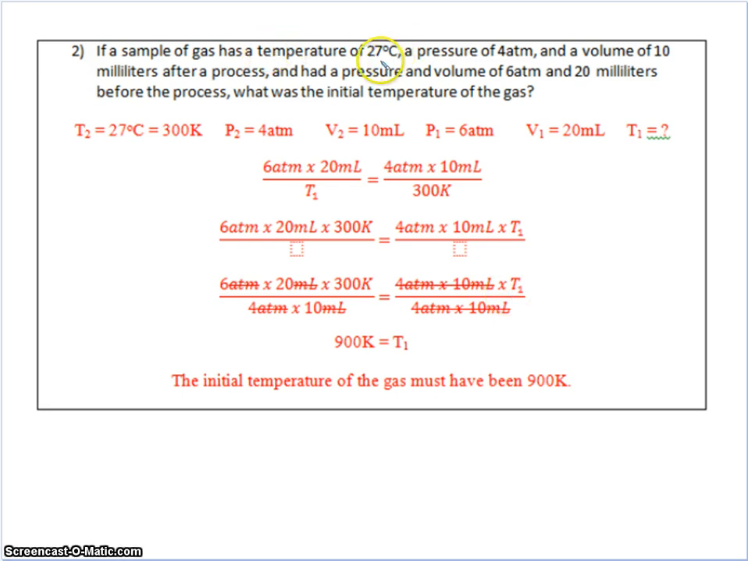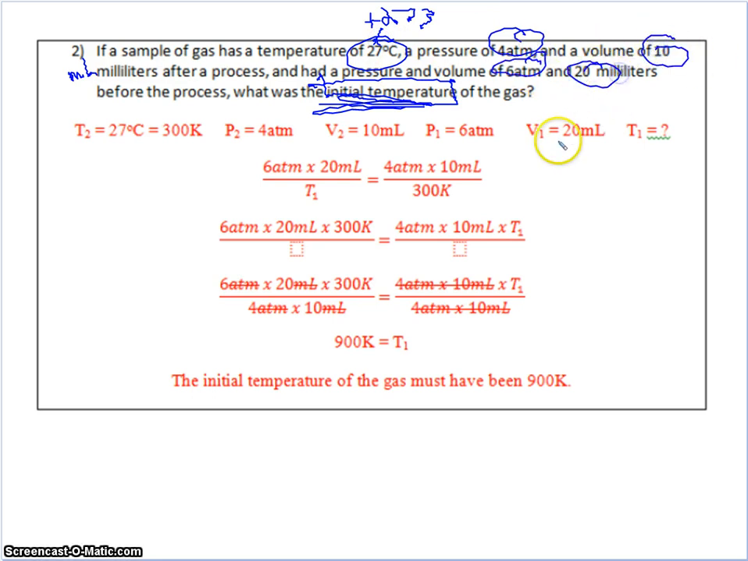If a sample of gas has a temperature of 27 Celsius, got to convert that to Kelvin, add 273. Remember, it's only Kelvin that is proportional. The gas has a pressure of 4 atm and a volume of 10 milliliters after a process, and had a pressure and volume of 6 atm and 20 milliliters before the process. What was the initial temperature? So that's T1. Okay, so they collect everything. We're looking for initial temperature. We circle what we're given here. I think I forgot to do that on the other one. I just got too carried away. Okay, we're looking for T1.